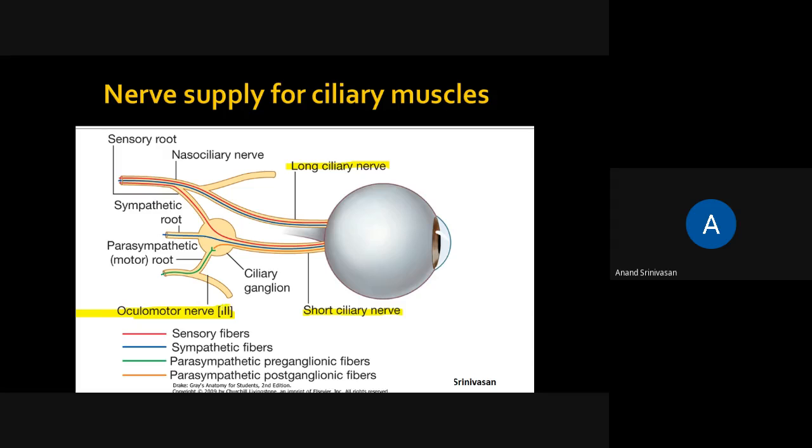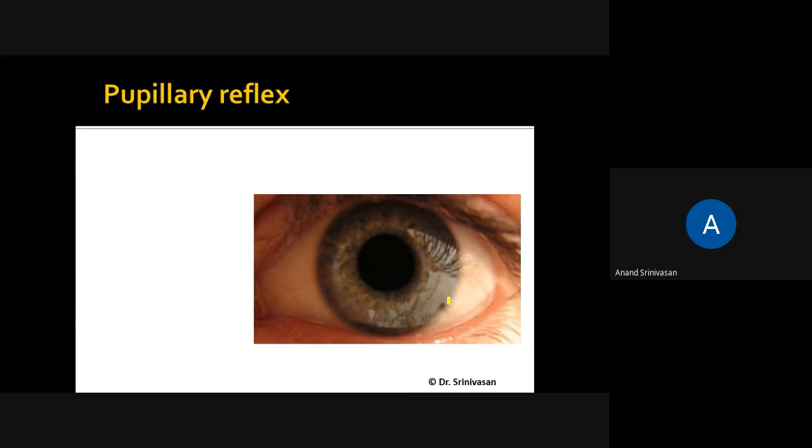They receive branches from the oculomotor nerve, as well as the ophthalmic nerve. So they will be receiving branches from the oculomotor and ophthalmic nerves. Here you can see the long ciliary nerve and the short ciliary nerve. They help in constricting and dilating the pupil. All right. Any doubts?